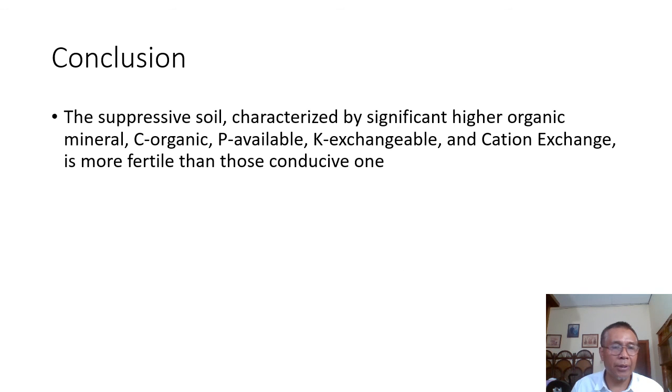As a conclusion, the study shows that the suppressive soil is more fertile than the conducive one. The suppressive soil is chemically characterized by significantly higher organic matter and minerals than the conducive ones.